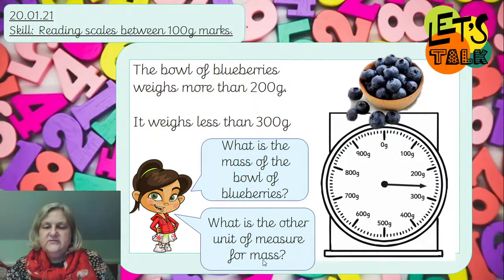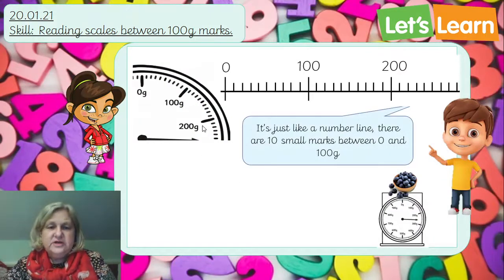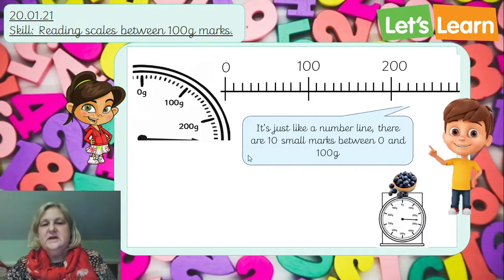What is the other unit of measure for mass? So if we get up to 800 grams, 900 grams, 1000 grams, we did very quickly talk about this yesterday, you would get to 1 kilogram, and that's your other unit of measure. So having a look at these scales then, if you look at 100, 200 here, and you were to stretch it out just like it was on a number line, there are 10 small chunks, 10 small marks between 0 and 100 grams.